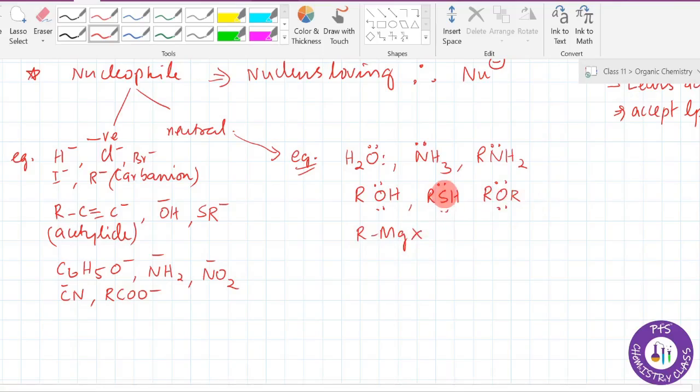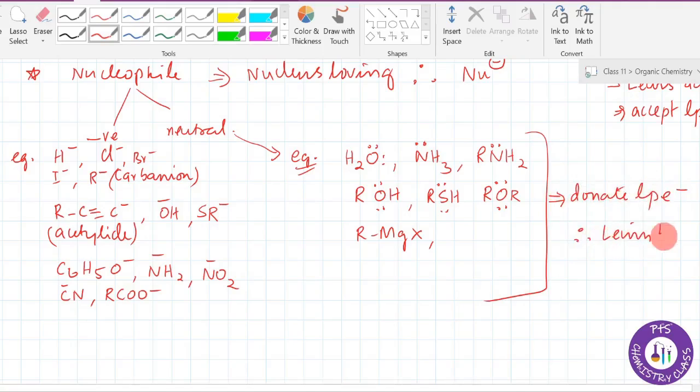CH3MgX. All these compounds are neutral nucleophiles. They don't carry a negative charge as it is, but they have a lone pair of electrons. Since these species can donate a lone pair of electrons, they will be classified as Lewis bases. So nucleophiles act as Lewis bases and electrophiles act as Lewis acids. This is what you have to remember.